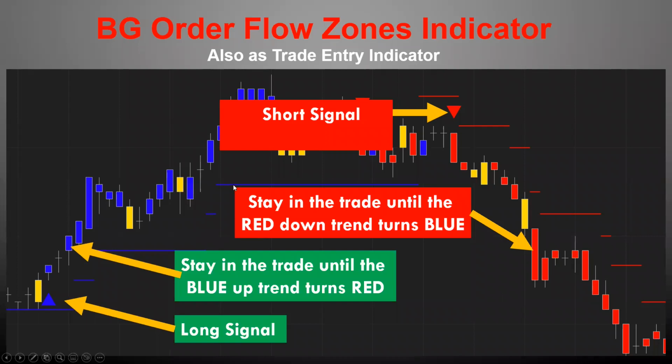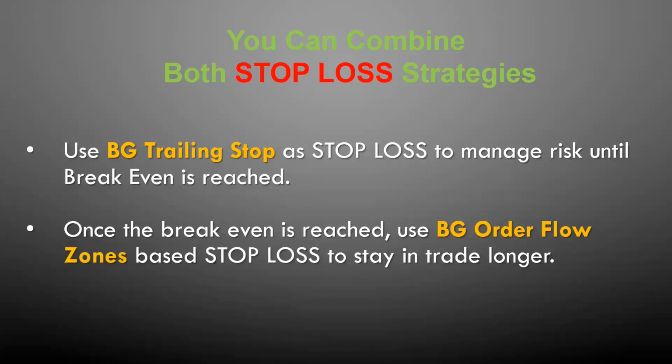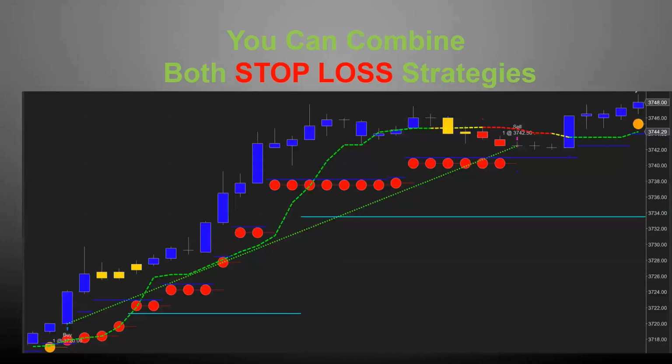Again, if I was using the order flow zones alone, I would use another filter though, to see where my buyers and sellers are at. So, all right. And you want to combine these stop loss strategies. The trailing stop, you want to use until break-even is reached. And then oftentimes we use the order flow zones to stay in the trade longer. Let me show you what I mean on that really quickly.